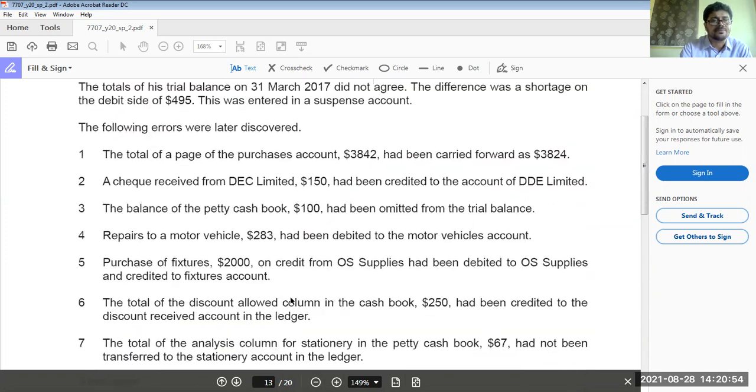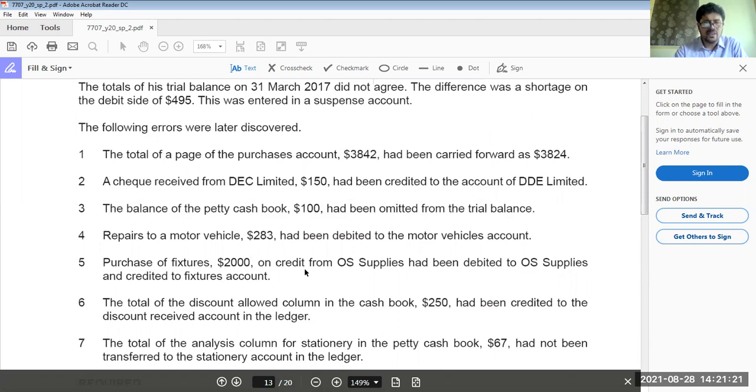Now see, the total of a page of the purchase account, 3,842, has been carried forward as 3,824. This is an error of transposition, and a transposition affecting the transaction. So 3,842 minus 3,824, the answer is 18. The purchase account is understated by 18.